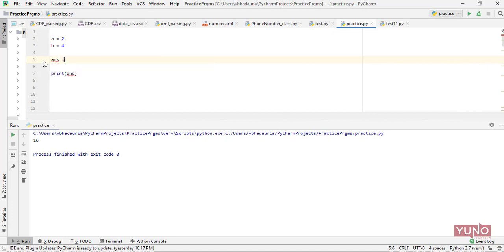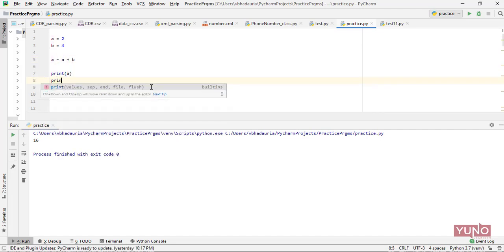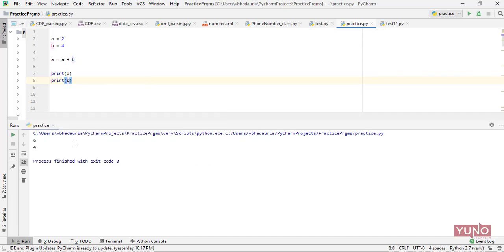So basically answer equals a plus 5. Suppose I give you an example, a equals a plus 7, or suppose a plus b. What is my value of a here? 2, and what is my value of b here? 4. That means a plus b equals 6, and this 6 will be assigned back to a. If I print out a and b, my a should be 6 and my b should be 4 only. That's my answer here.